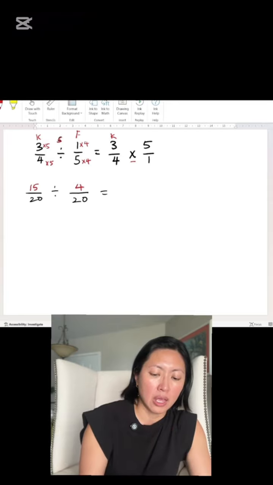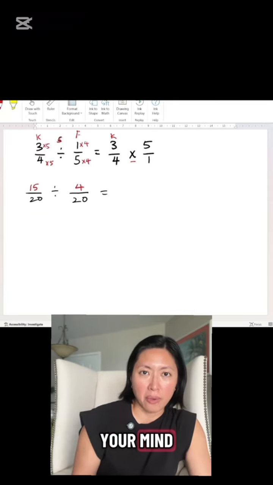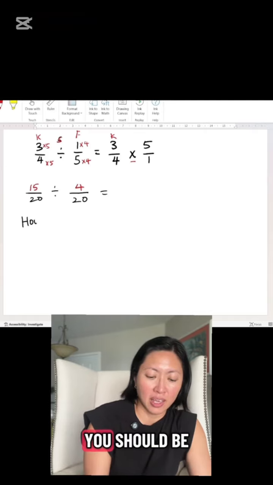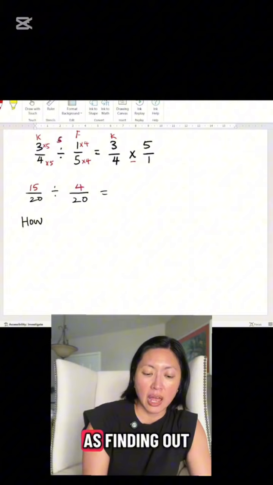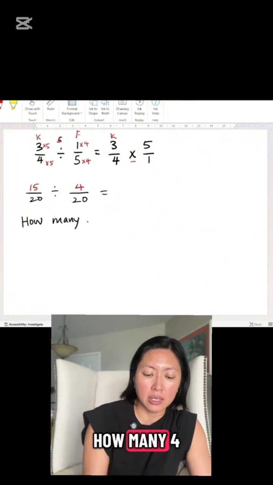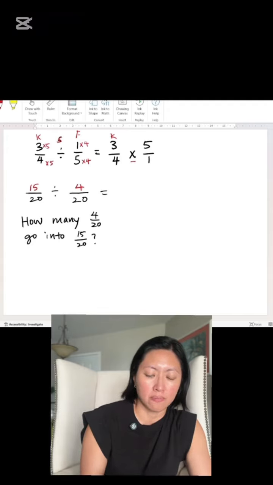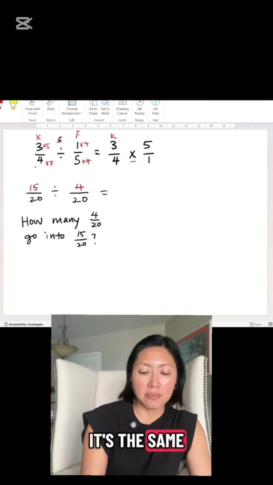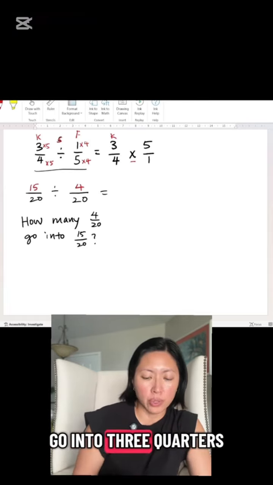When you see this new equation, what goes through your mind? You should be thinking and asking yourself, it's the same as finding out how many 4/20ths go into 15/20. It's the same over here. You're essentially asking yourself how many 1/5 go into 3/4, right?